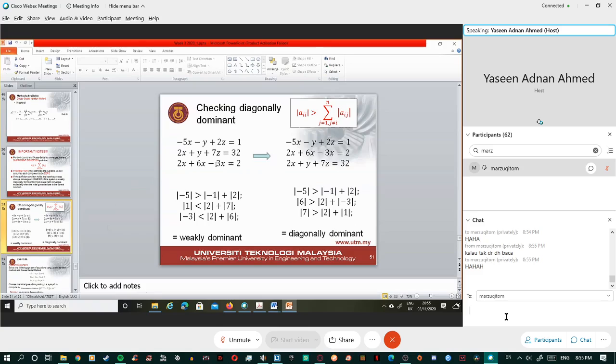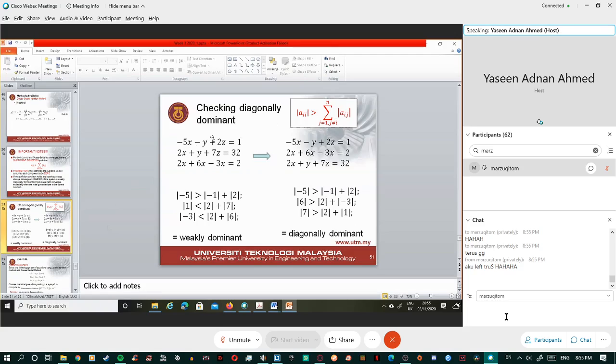Okay, so let's see two examples. If you see this example here, the condition is this one, right? A11, A22, A33, that is the diagonal element. So the absolute value of this one, that is 5, is greater than Aij.